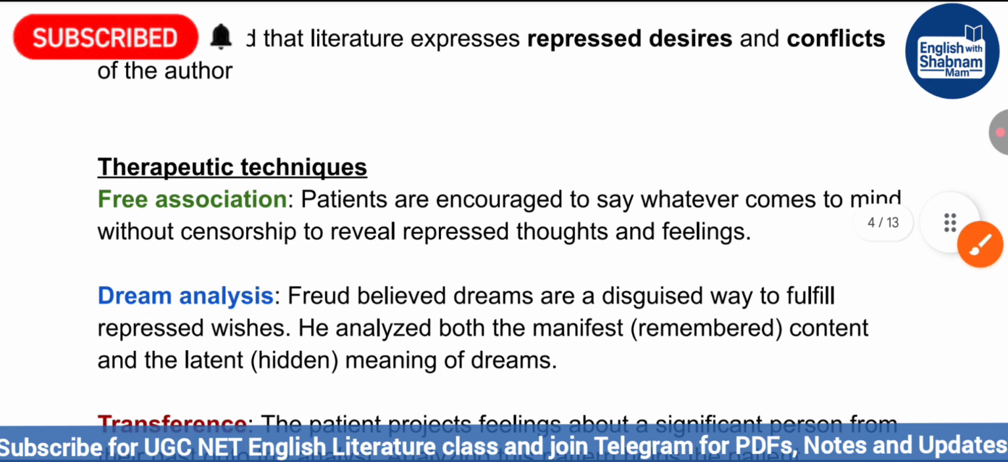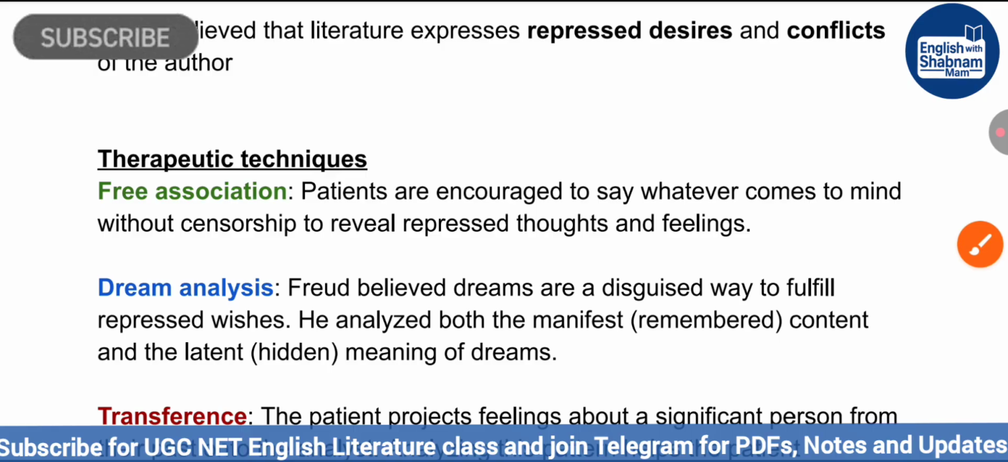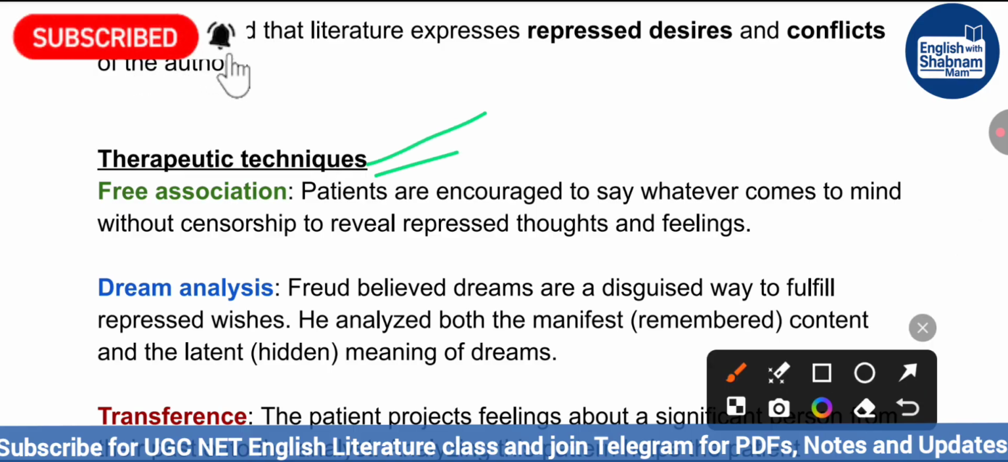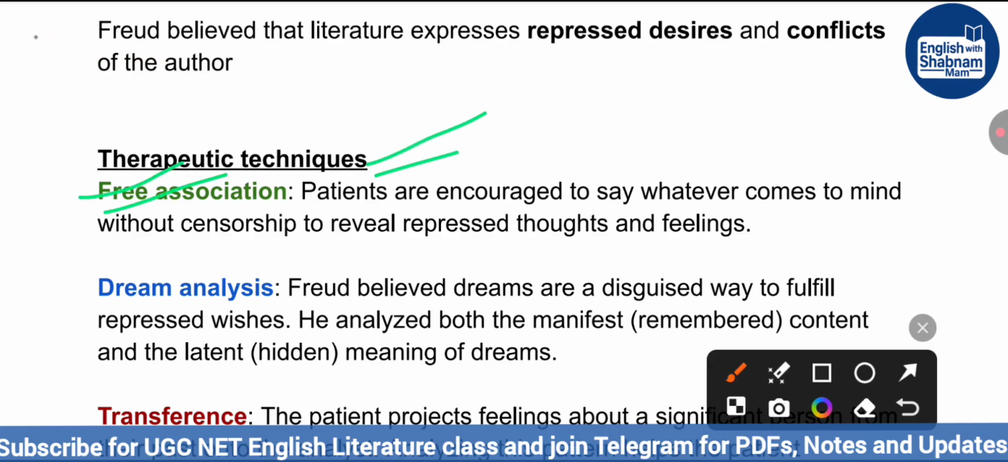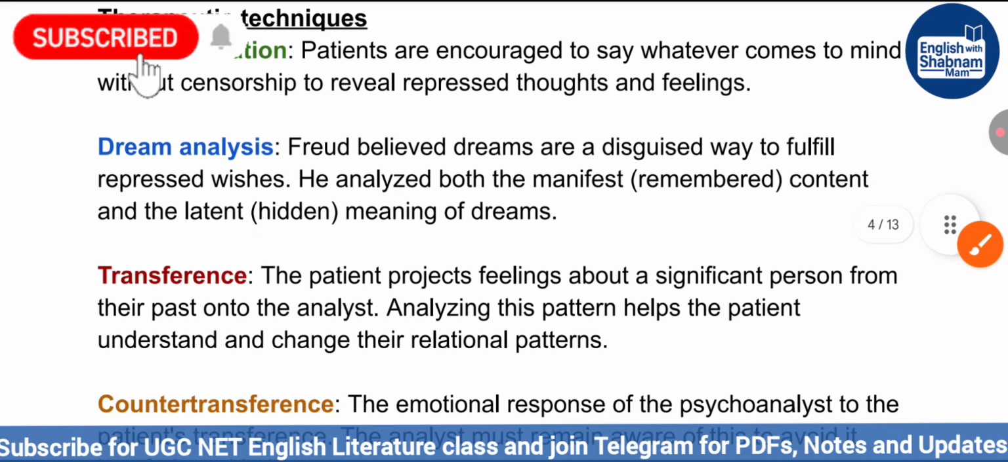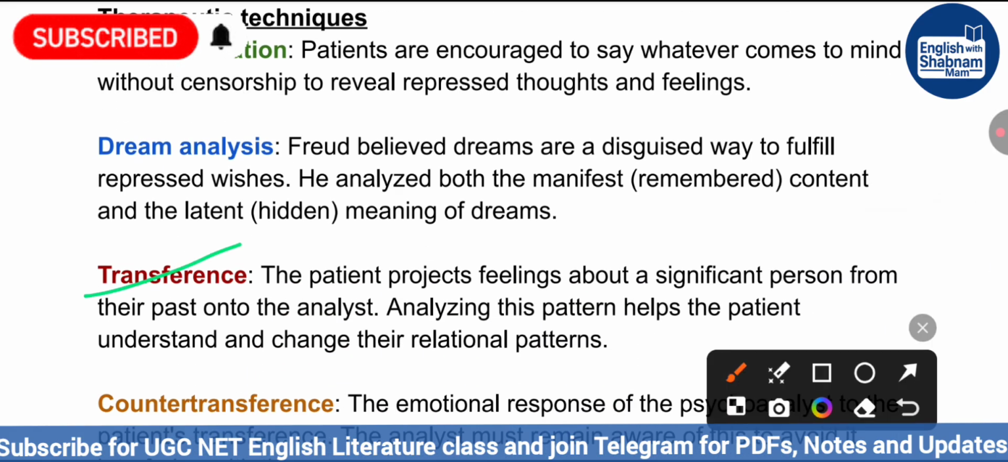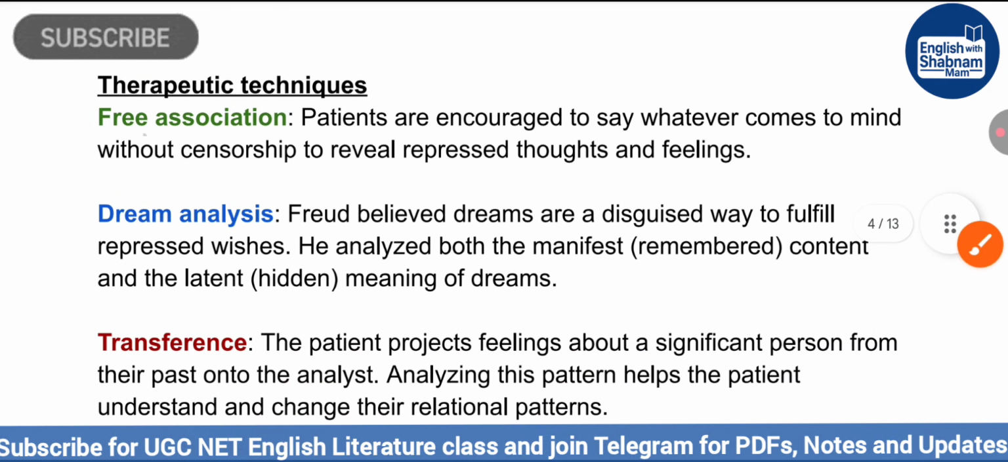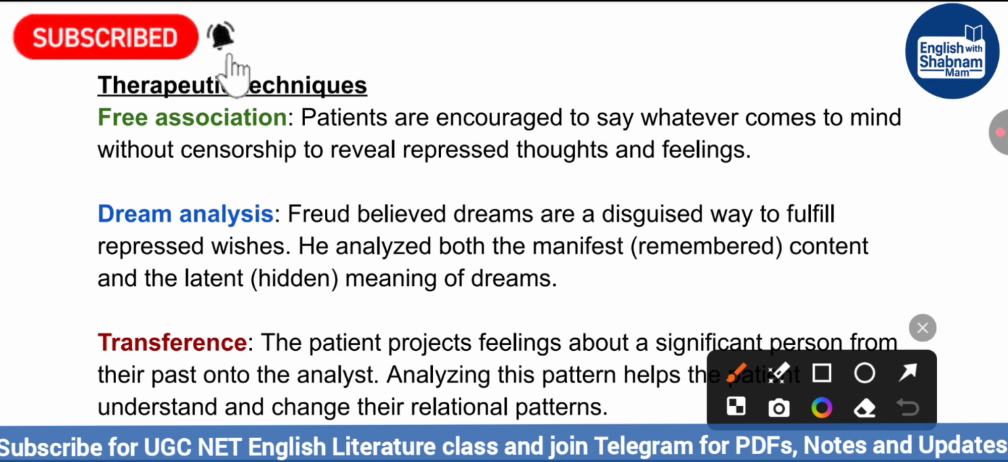Then after the Oedipus complex, we have therapeutic techniques. In this, you will find free association, which we have talked about, then dream analysis, transference, and counter transference. In free association, patients are encouraged to say whatever comes to mind without censorship to reveal repressed thoughts and feelings.